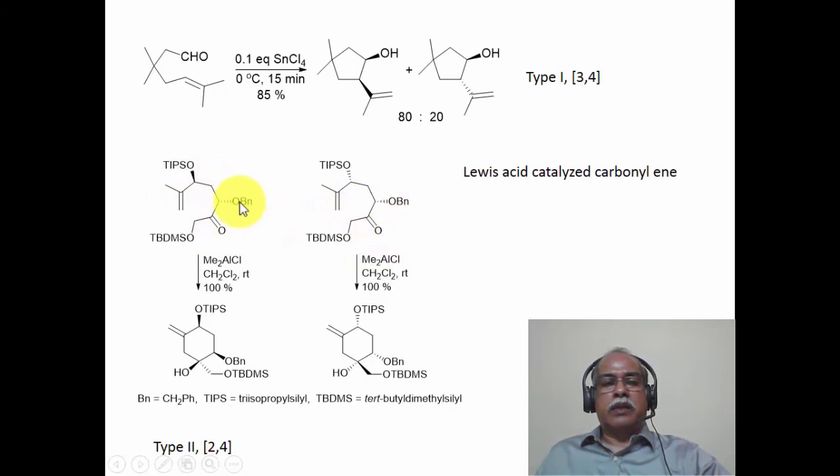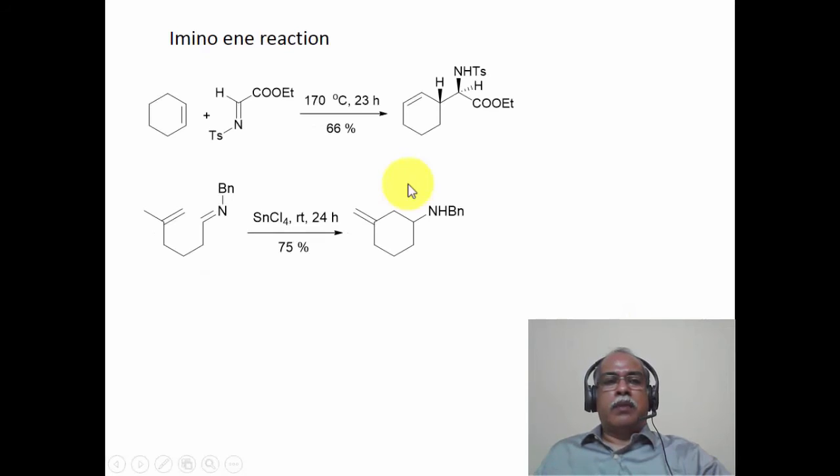The diastereoisomer in this particular case is a trans isomer, whereas here it is a cis isomer, giving stereoselective product formation in terms of the diastereoselectivity with respect to this newly formed chiral center. Imino-ene reactions are the ones where the enophile component is an imine.